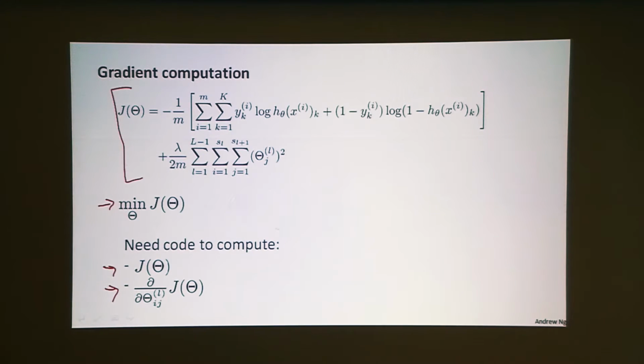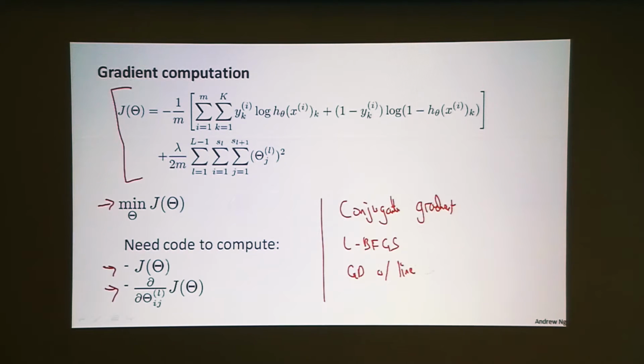It turns out that in the deep learning literature, one point of debate and sometimes controversy is whether or not to use higher order optimization algorithms. Some of you may know of algorithms such as conjugate gradient, also BFGS and LBFGS, also algorithms like gradient descent with line search. We can use things like the Wolfe condition as the termination condition. All of these more advanced optimization algorithms also need software to compute the cost function and the derivative of the cost function.